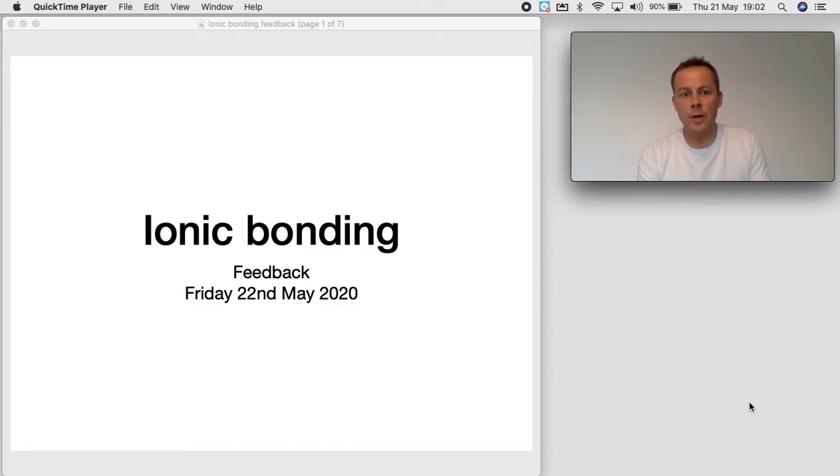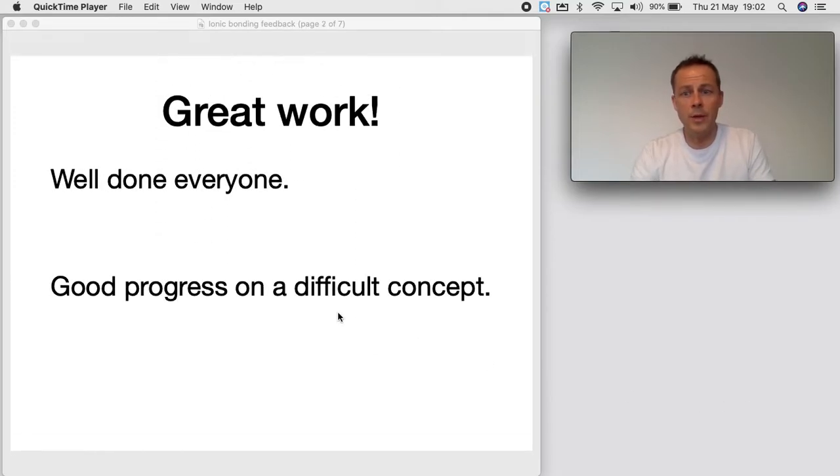We've done this week on ionic bonding. The main focus were the two tasks that you've just completed. One was the cartoon and one was the bonding worksheet, so we're going to have a look through those. First thing to generally pick up, I'm really impressed with how people have persevered with this.